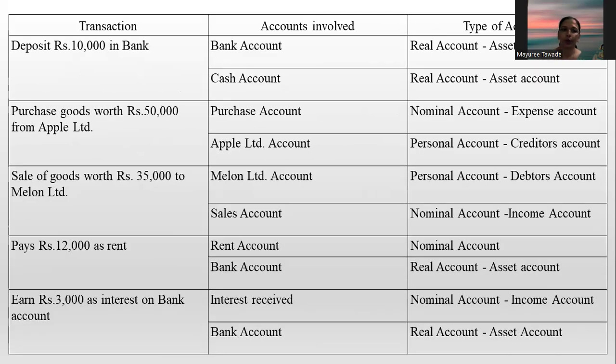So let us understand in the context of a table. Purchase goods is a nominal account, that is an expense account, and Apple Limited is a personal account, who is the creditor of the account. Let us understand the next transaction.